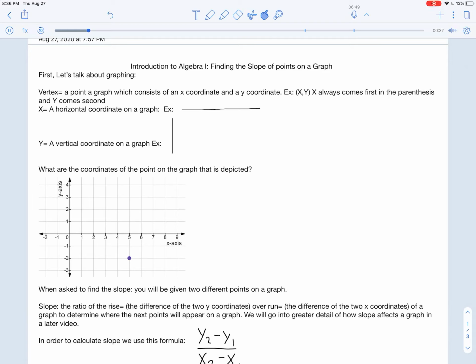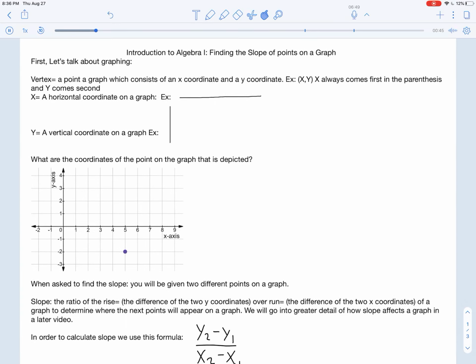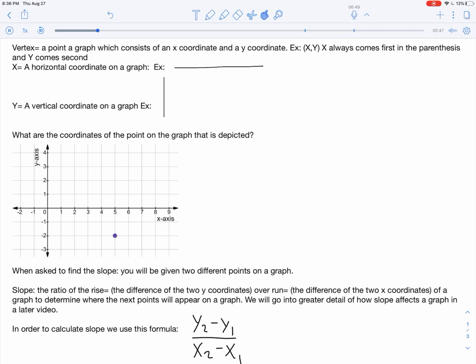Okay, so here I have pasted a picture of a graph, and let's determine the coordinates of the point on the graph that are depicted. The first thing we want to do is find our x-coordinate. So we look right here, which is the horizontal axis, which is our x-axis. We see the point lines up exactly with the positive 5 on the x-axis.